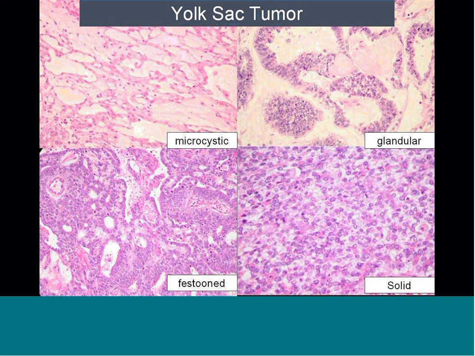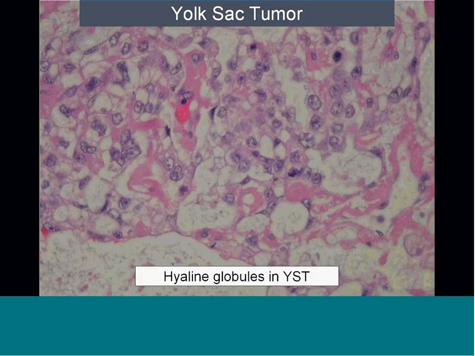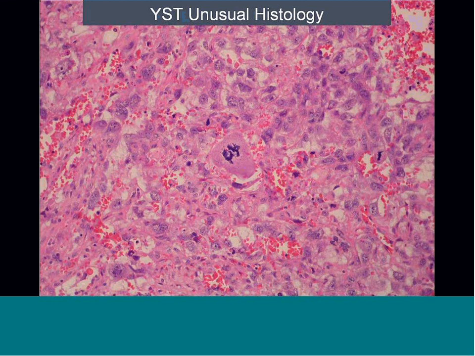Usually one tumor will have multiple patterns, and the most common type is the microcystic pattern, where you see this sort of myxoid stroma and these microcystic spaces. You can have a festooned, complex-appearing morphology, glandular morphology, and solid morphology in Yolk Sac tumors. Yolk Sac often contains extracellular basement membrane-like material and hyaline globules, which is helpful on H&E diagnosis of these tumors.